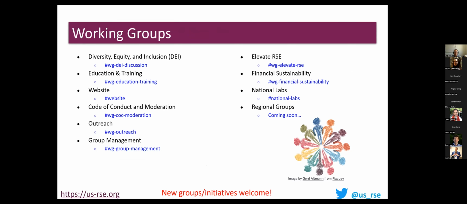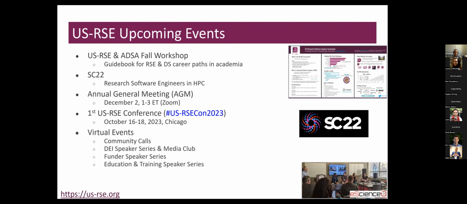Look through on Slack. These are the Slack channels where you can join the discussion and interact on topics ranging from DEI to national labs. We're working together to try to elevate research software engineers within the community. Some events to put on your calendar: take a look next week. This is kind of closed at this point, but we're teaming up with the Academic Data Science Alliance to look at creating a guidebook for RSE and data scientist career paths within academia. There'll be a workshop at SC22, and our AGM via Zoom.